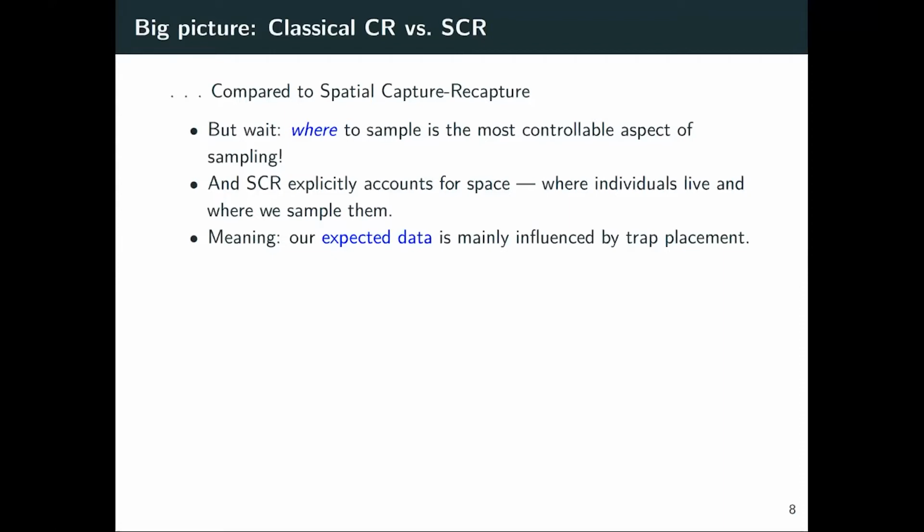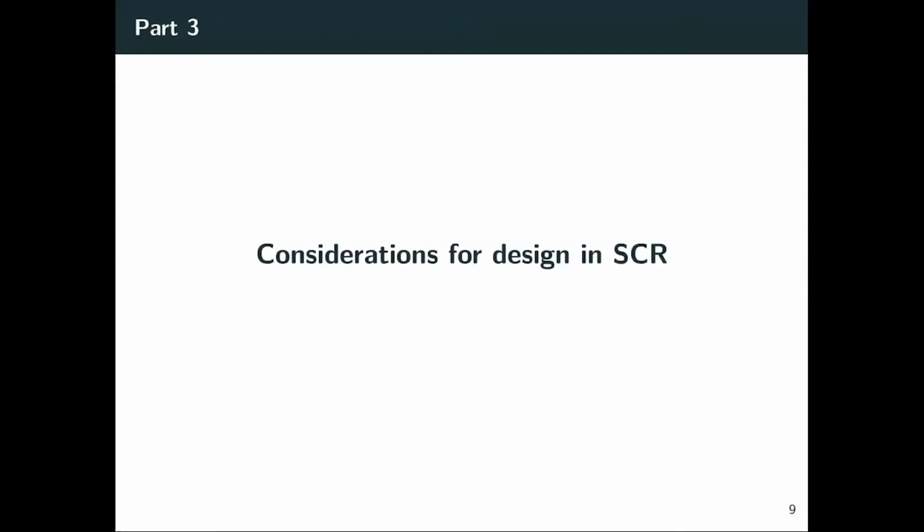So this is all to say our expected data is mainly influenced by trap placement. So just further motivating that point that we really need to think about trap placement, trap configuration when we're coming up with what our design should look like and thinking about our expected data.